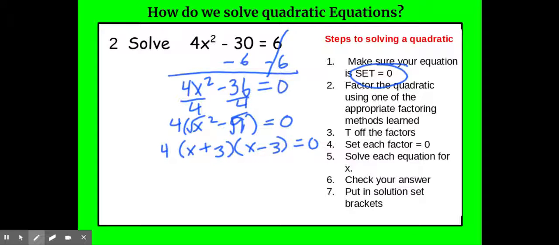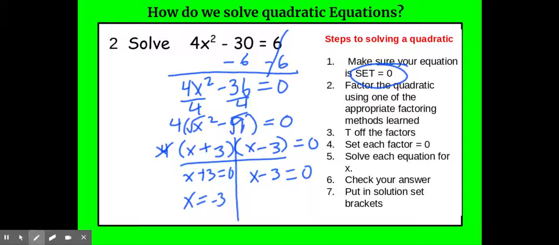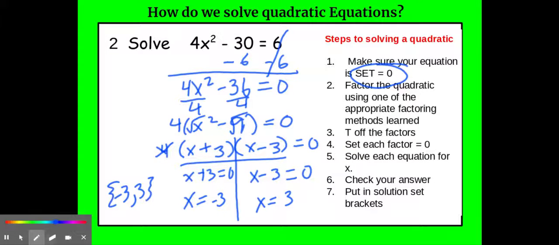Now again, for this particular problem, we're solving for x. So this factor doesn't matter because there's no x in there. We're only tee off the factors that have x in it. So I'm going to set x plus 3 equal to 0 and x minus 3 equals 0. So I end up with x equals negative 3 and x equals positive 3. So my solutions are negative 3 and 3. All right, so pause the video and make sure you get this down.